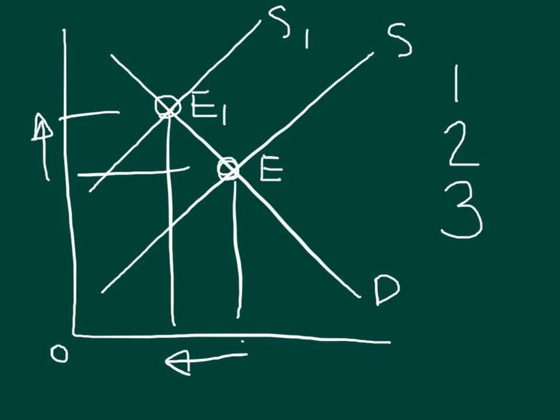Step number four is a check step. Ask yourself, does that make sense? Yeah, it does. And that's how we're going to analyze markets using this equilibrium framework.